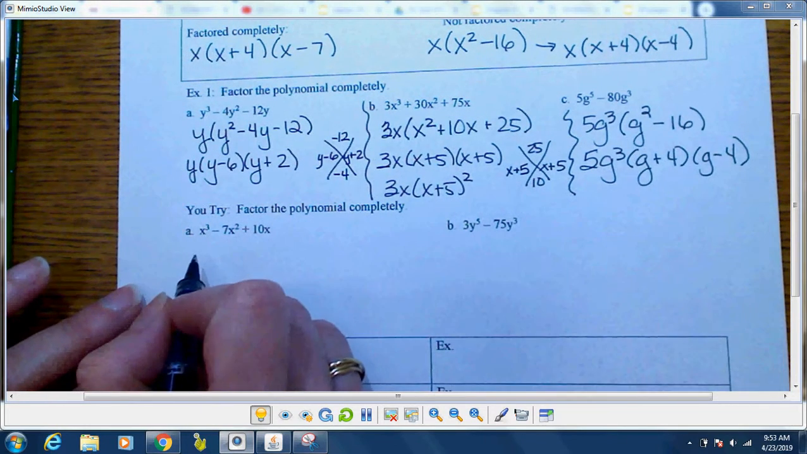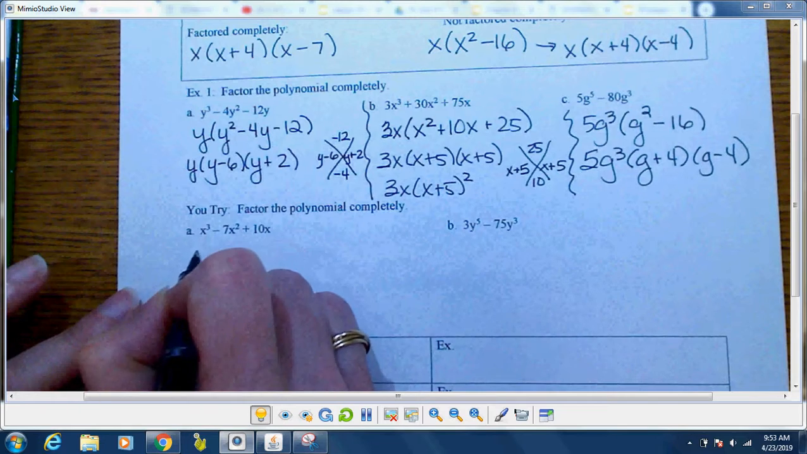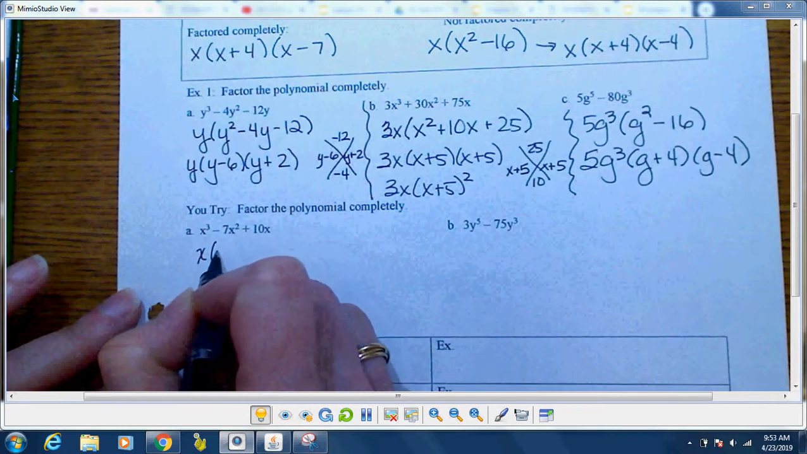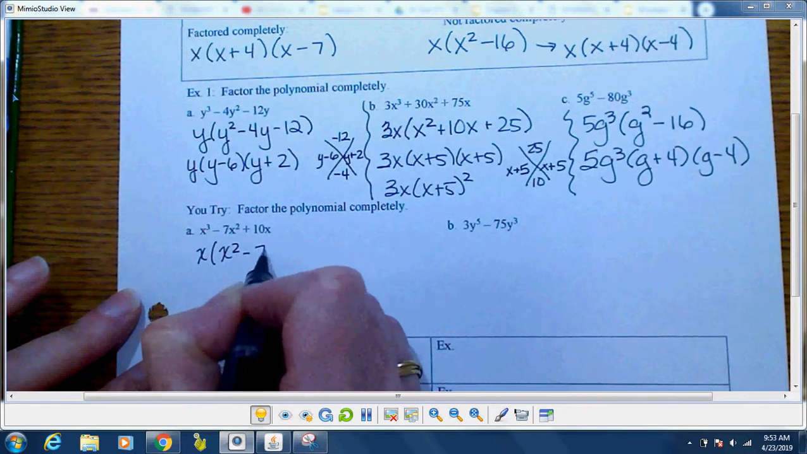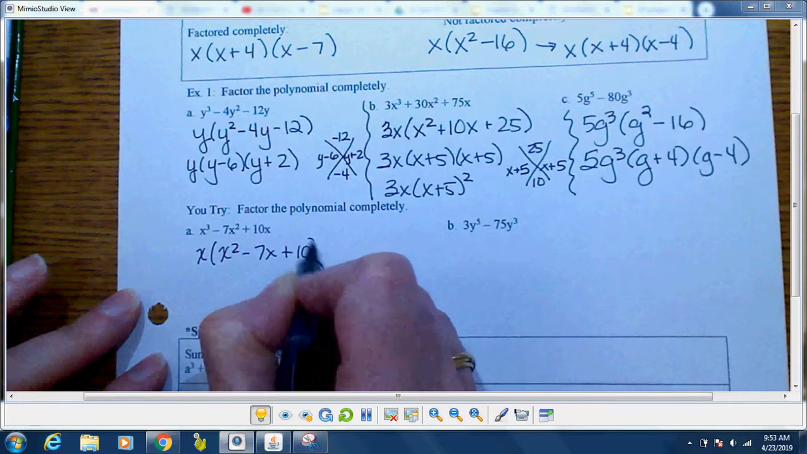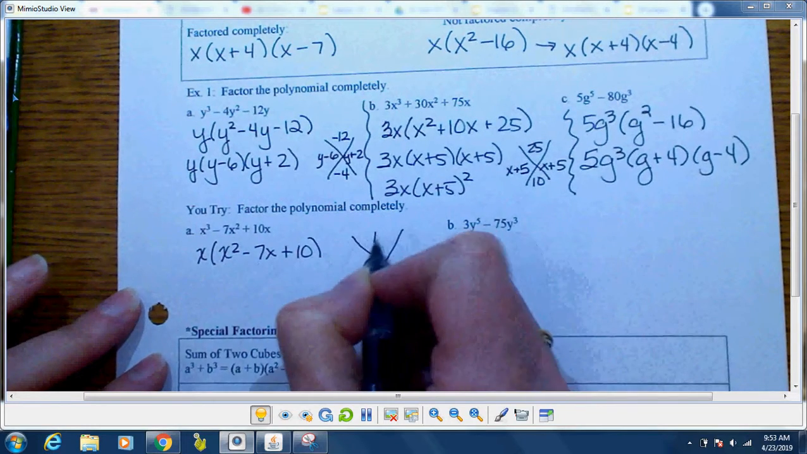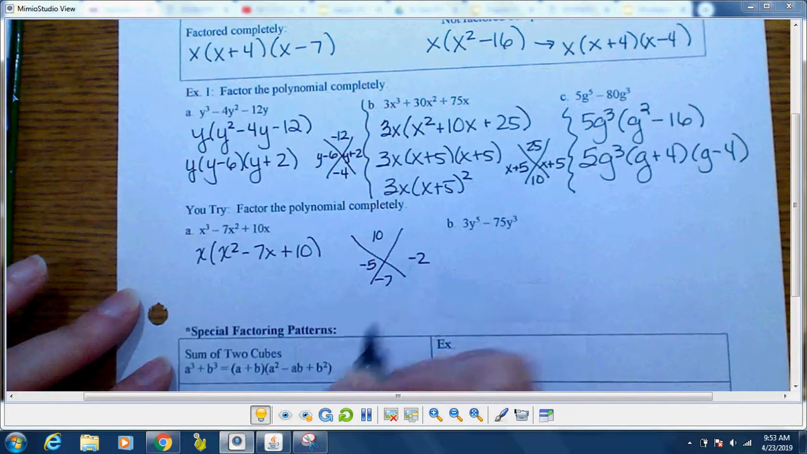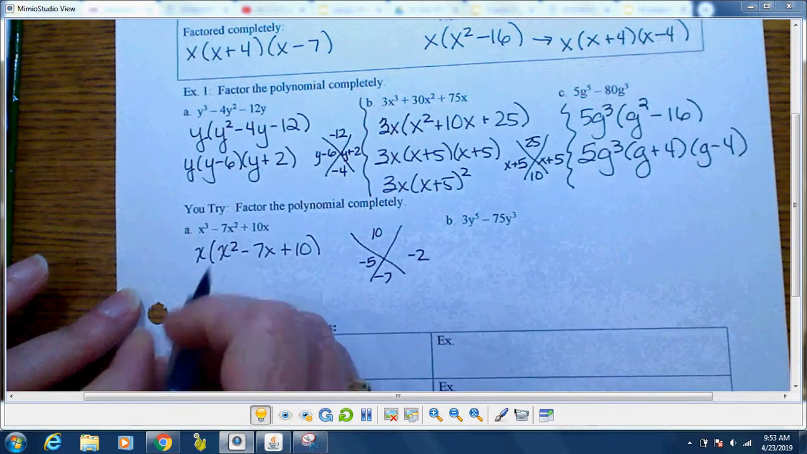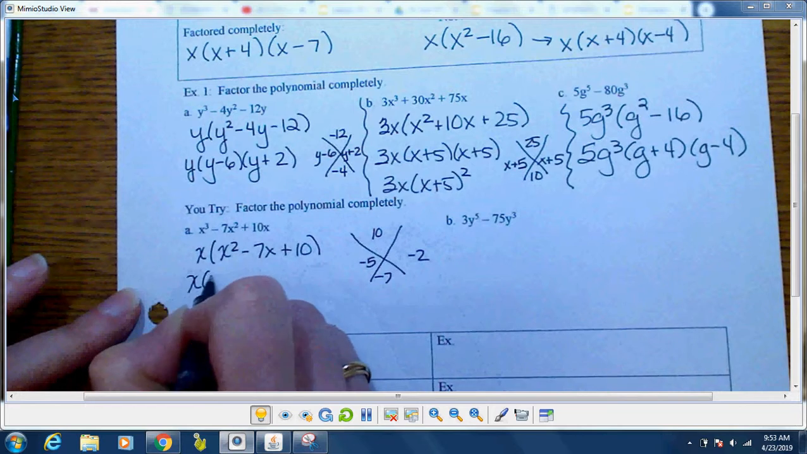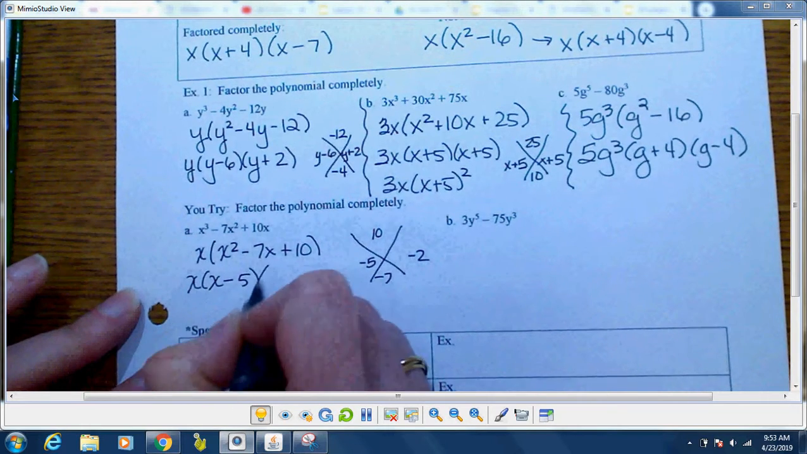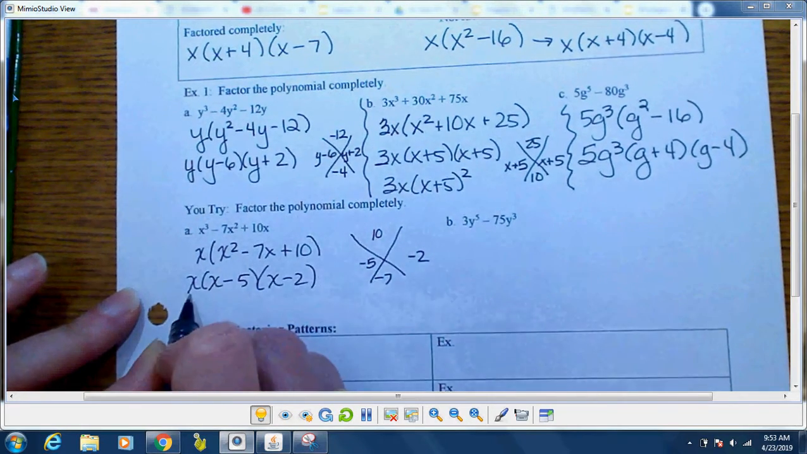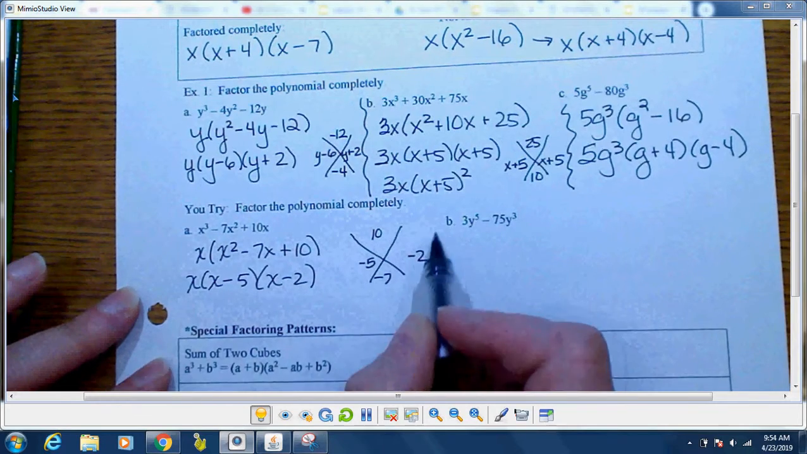All right, now that you've tried, check your answer. First, I'm going to factor an x out of here. So I get x squared minus 7x plus 10. I'm looking for two numbers that multiply to make 10 and add to negative 7. That would be negative 5 and negative 2. So what I'm left with is x minus 5 and x minus 2. And then you have that x out front.